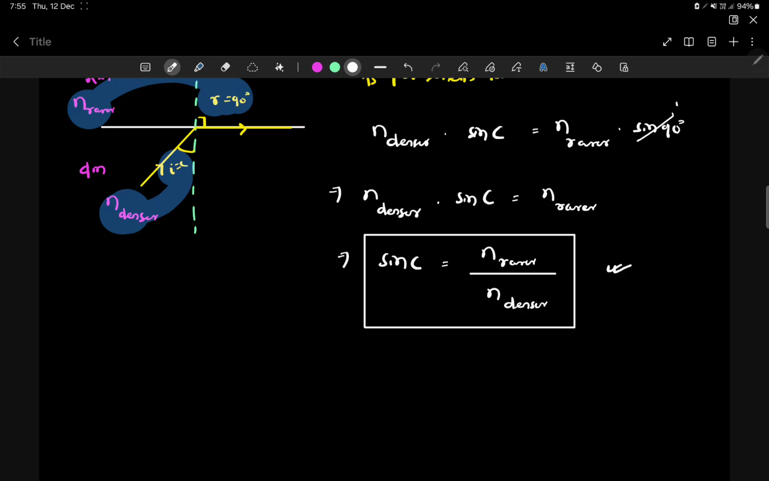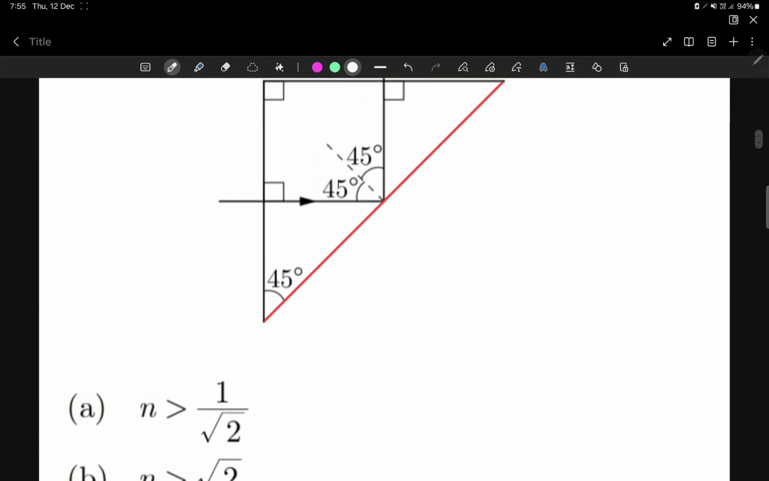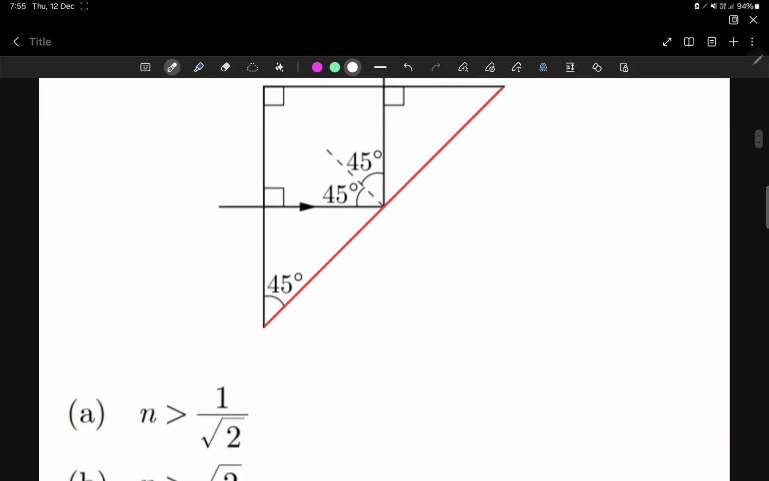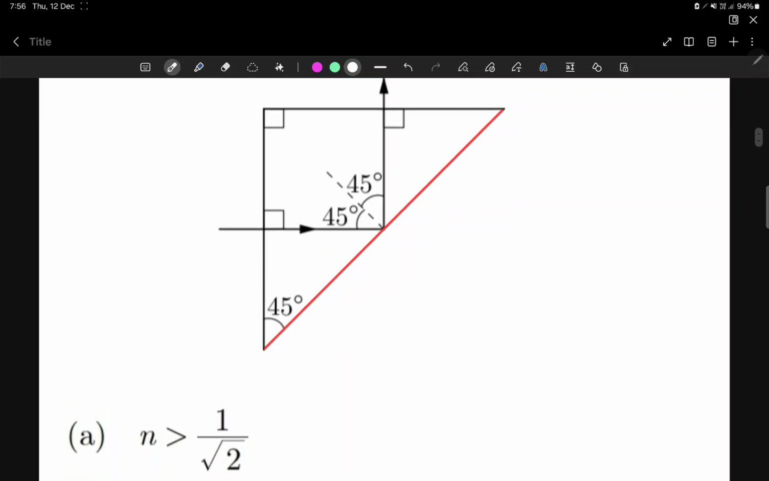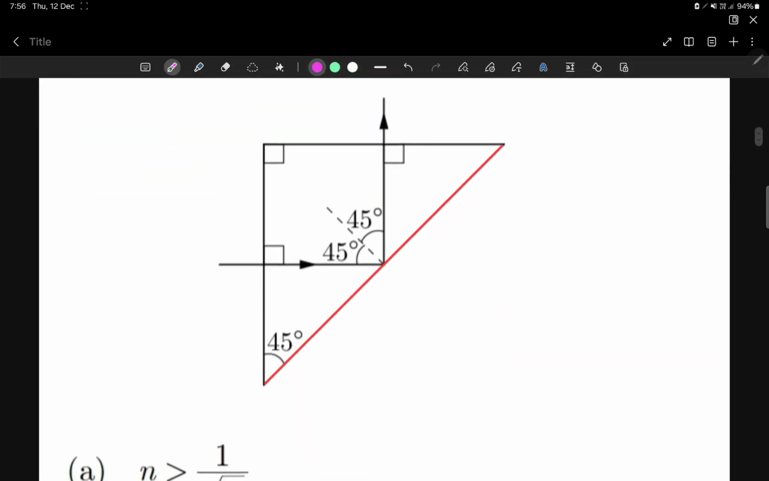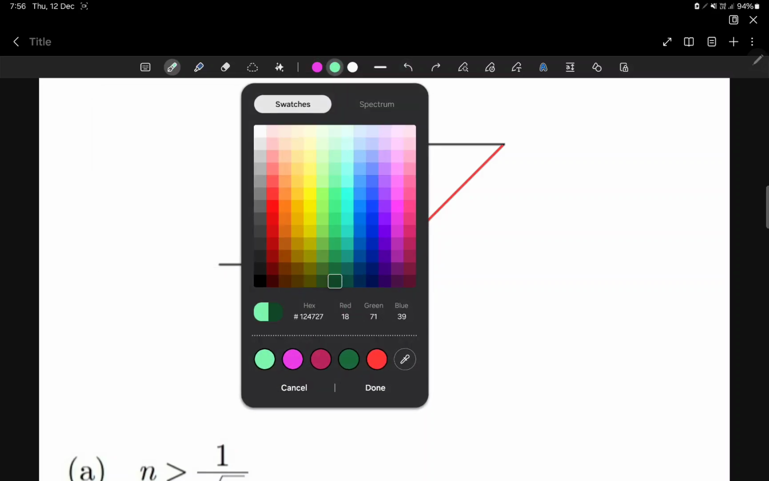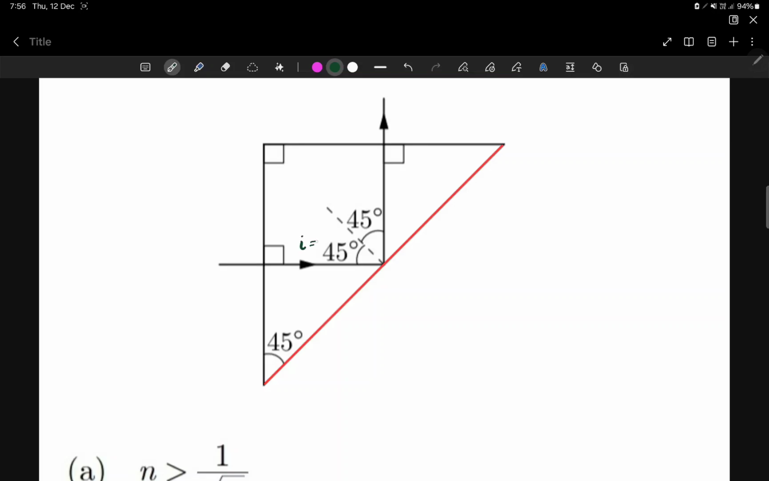Now we will apply all these concepts in this question. See, this red color line represents our air-glass interface or glass-air interface. Here in this figure, the angle of incidence I is equal to 45 degrees as per the question.